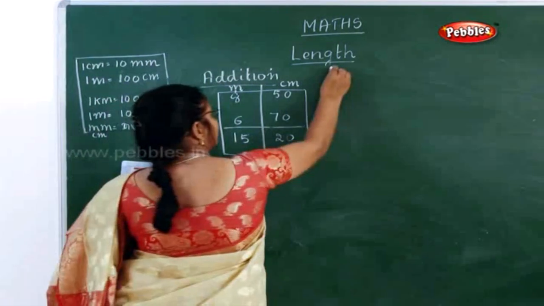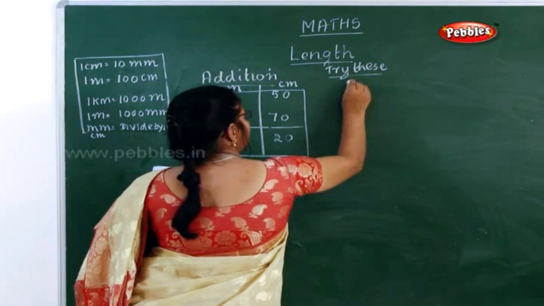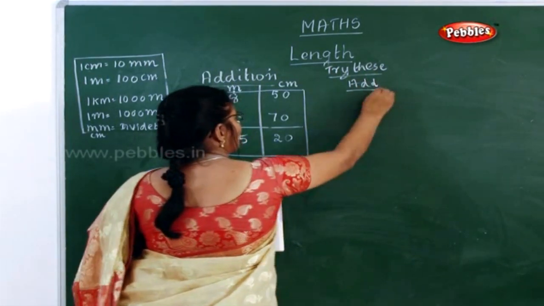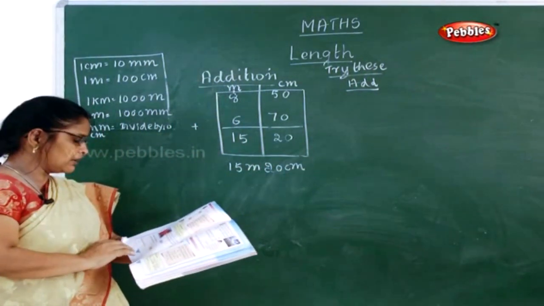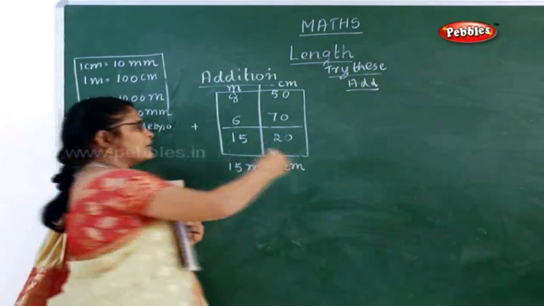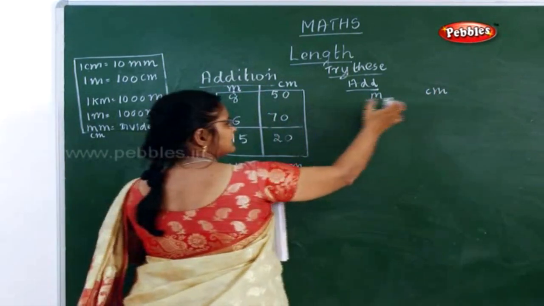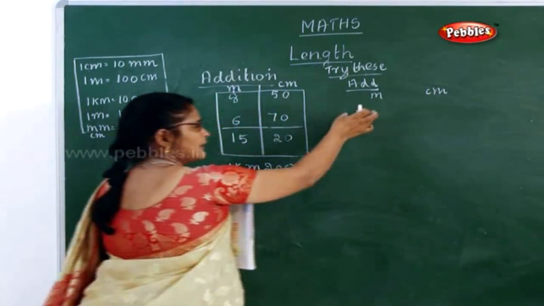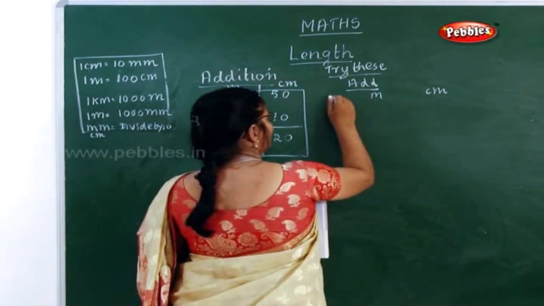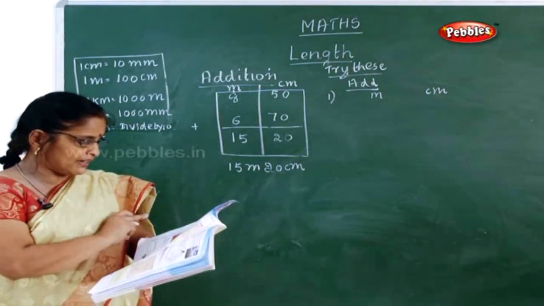Now they have given try this. Try this. Now first sum they have asked you to add. Now always when you do it in your classwork, what do you have to do? Meter, centimeter, all that you have to do it like this. You have to see whether it is meter, centimeter or kilometer, meter. Like this you have to differentiate and do it. Is it clear now? So I think first sum they have given meter and centimeter.